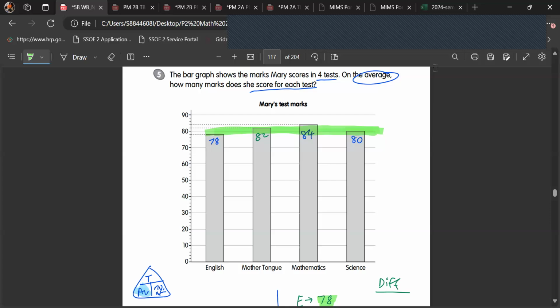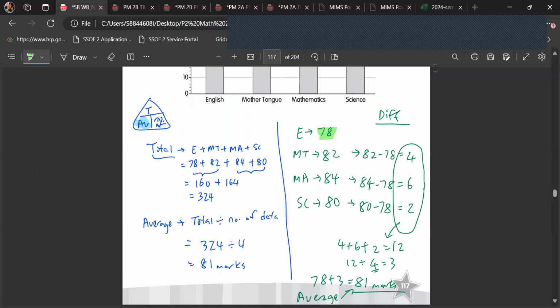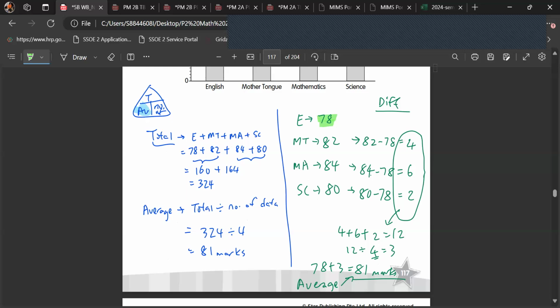So I imagine if every subject is the same as English, they are all going to be 78. Then I take out all this extra. The extra is 12, and I redistribute the 12. Can you understand? So this is another way to find average. In some questions, this strategy is particularly important and helpful.